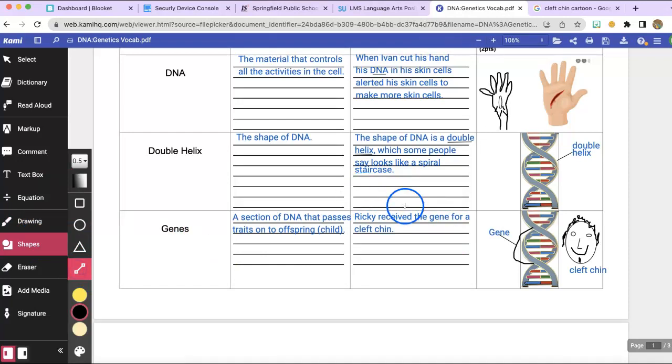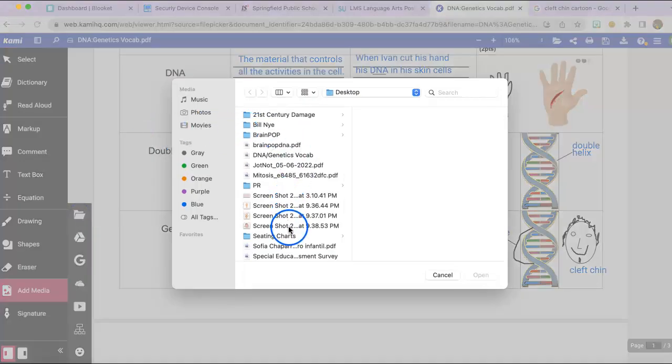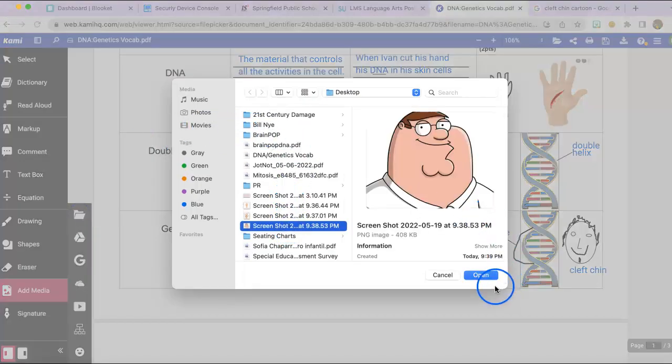I need to go back to my sentence, and I need to underline the word gene. That is our vocabulary word, to make sure I get full points for this. Make sure you've done that. Now, just to be completely fair to everyone, here's the picture I drew with the computer. I want to go and add a picture, just to show you. You don't have to add this picture.